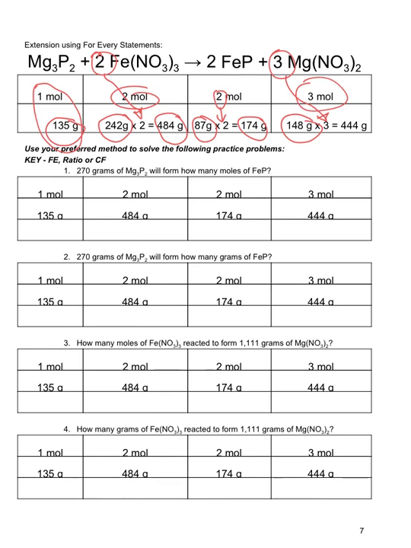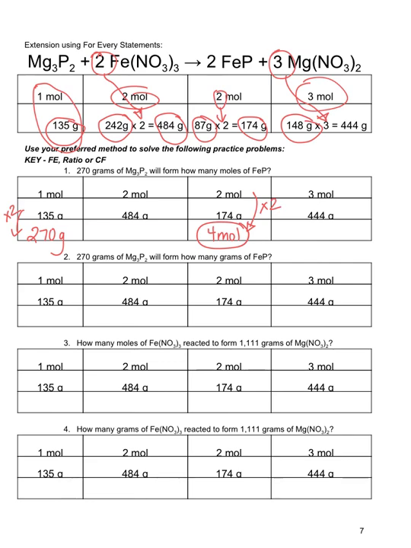So the problem says for 270 grams of Mg3P2. So I should have had the balanced equation, I just ran out of room here. So keep referring back to the balanced equation at the top of the page. I'm going to put 270 grams. So 135 to 270 is times 2. And I want to know how many moles of FeP. So I'm going to come down here times 2. So 2 times 2 is going to give me 4. And I'm going to get my answer of 4 moles of FeP from that.